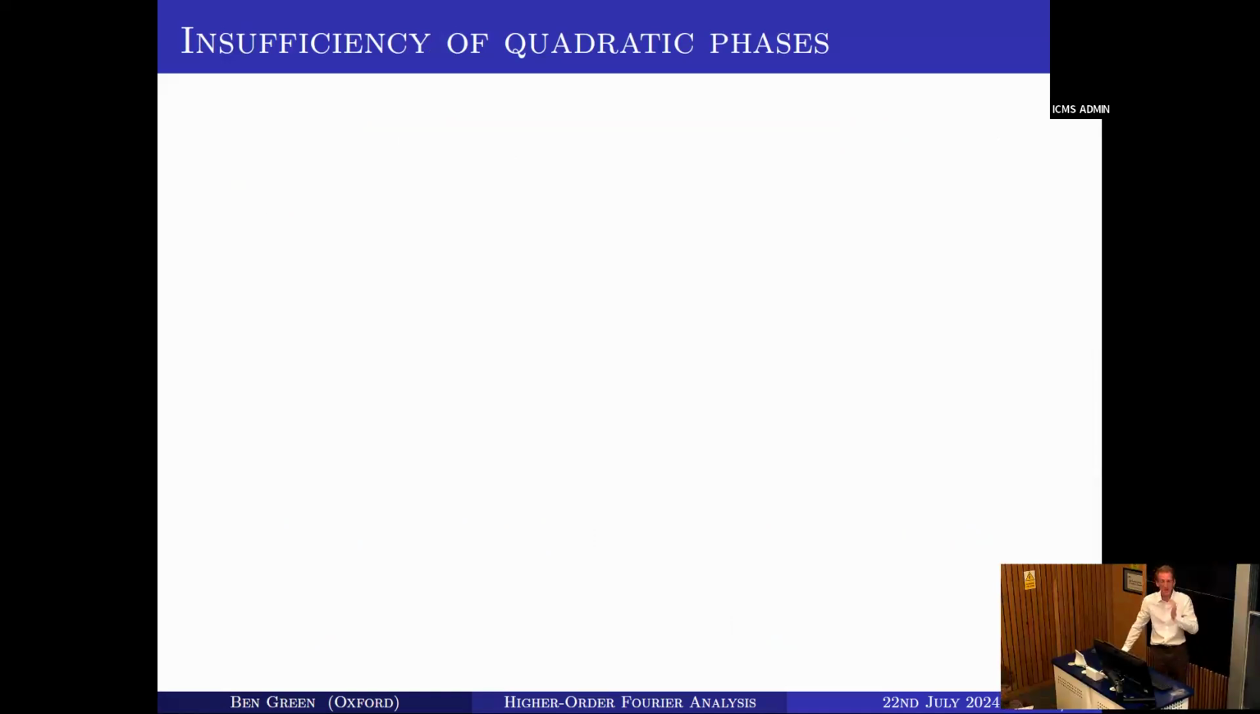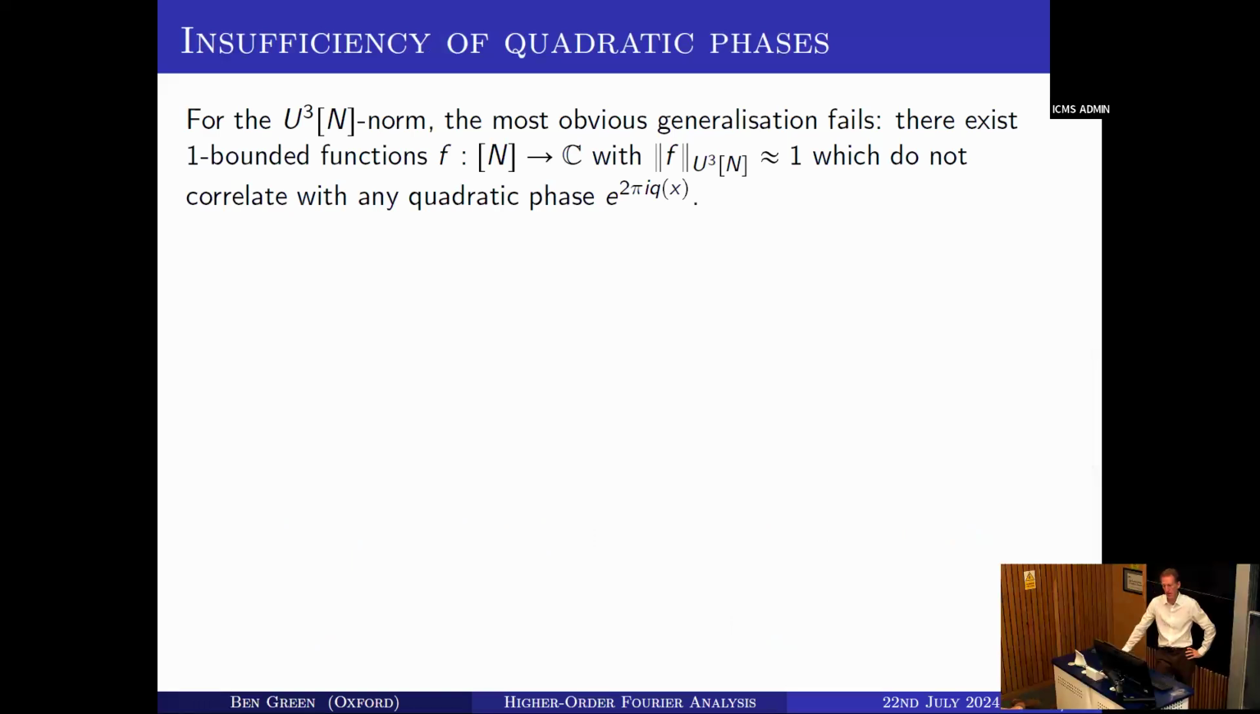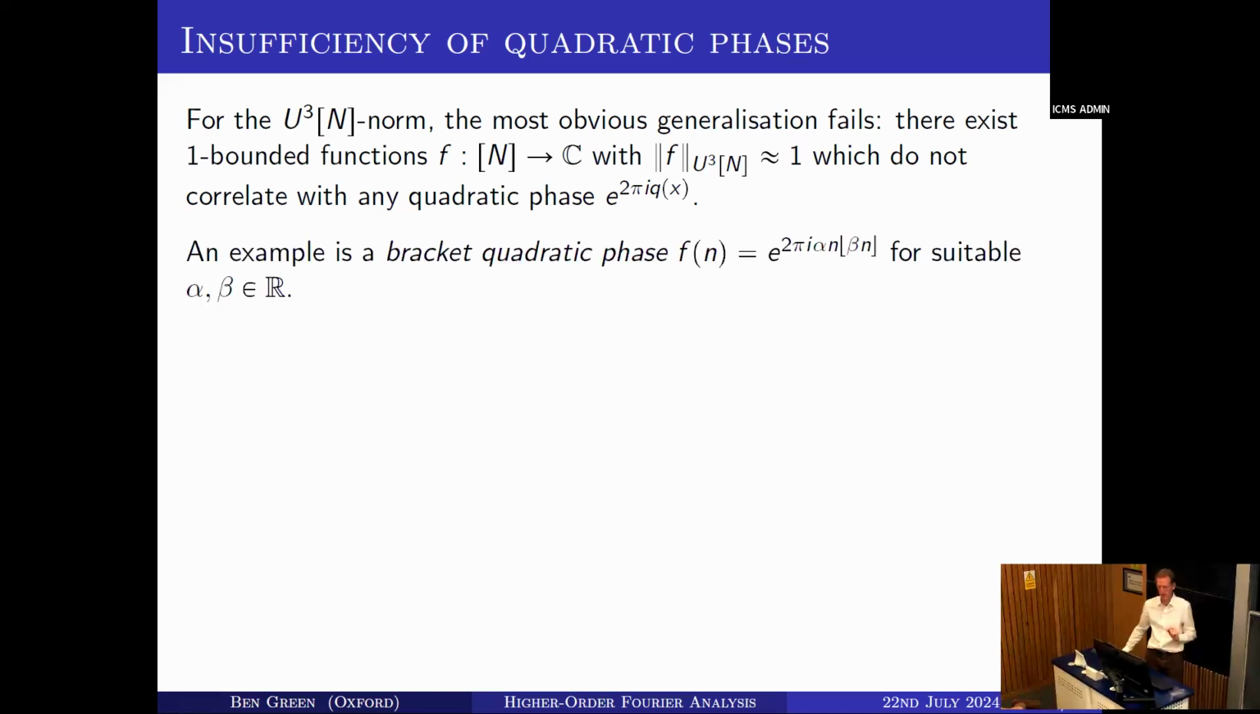Now, it would be natural to conjecture a similar result, perhaps, in the integers, but that turns out to fail. So there are one-bounded functions whose U3 norm on 1 up to N is large, but which don't correlate with any quadratic phase. And the easiest example to describe is a bracket quadratic phase, like this. So in fact, any quadratic phase like that will have a large Gowers norm. And if you choose alpha and beta to be independent irrationals, it won't correlate with any genuine quadratic.